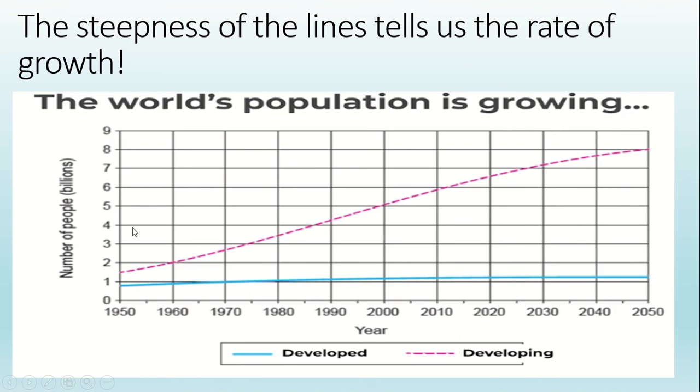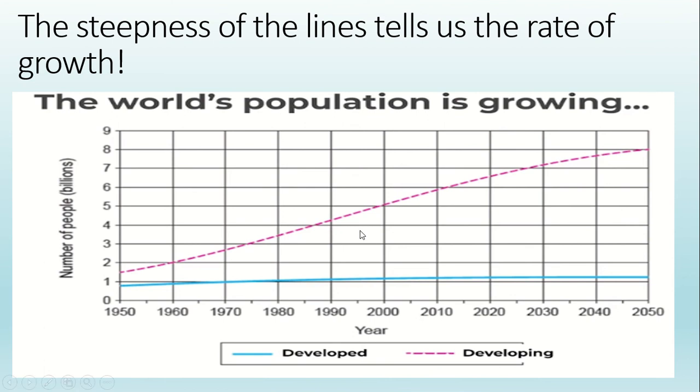So again, we've got the number of people in billions here along the left, and then we've got the years along the bottom as normal. But instead of there being one line, there's 2 lines on this graph. So the pink dotted line, this one, shows you developing countries. Okay, so we've learned them as LICs, low income countries. And then the blue line, which is flatter and along the bottom here, is for developed countries. So we've learned these as ACs, advanced countries.